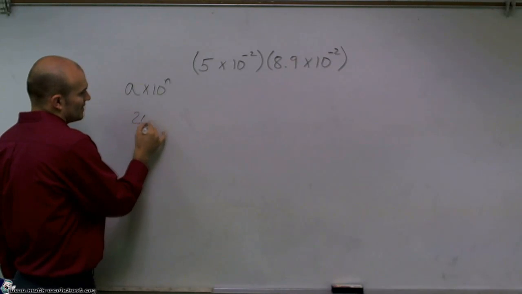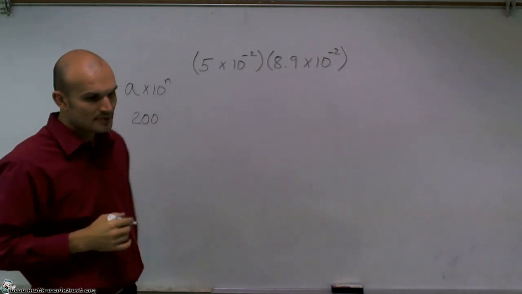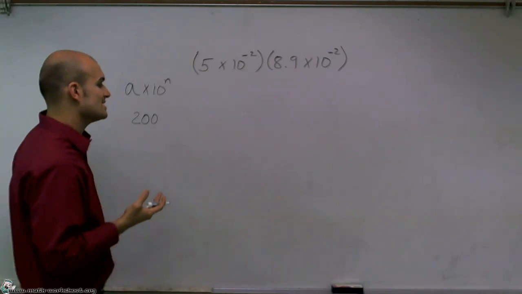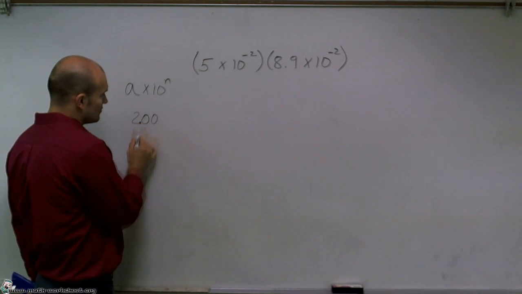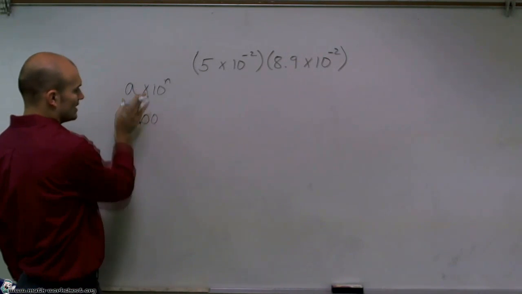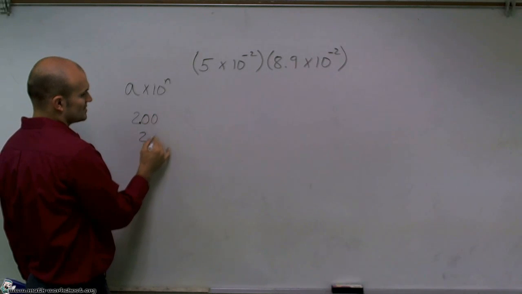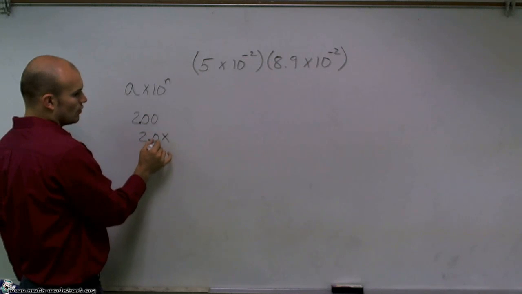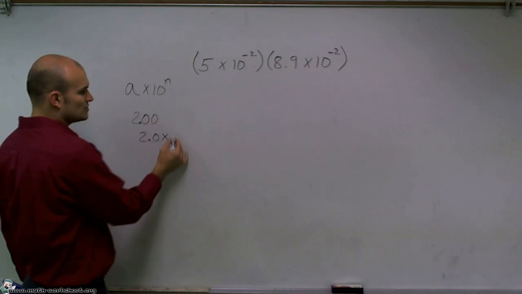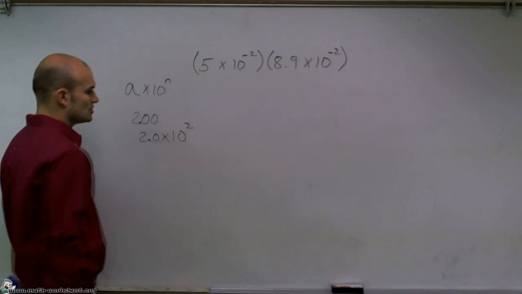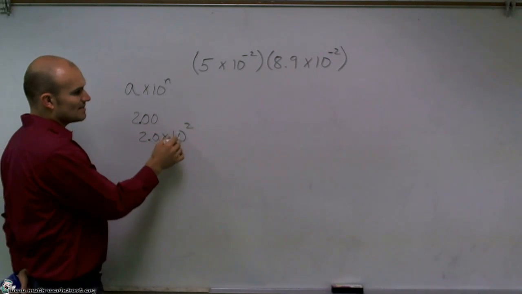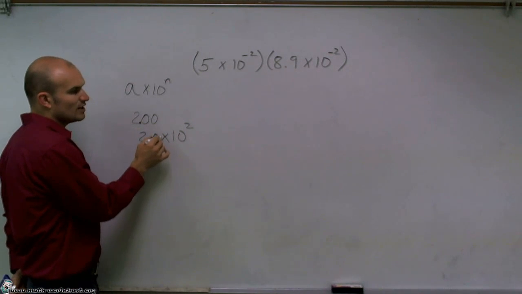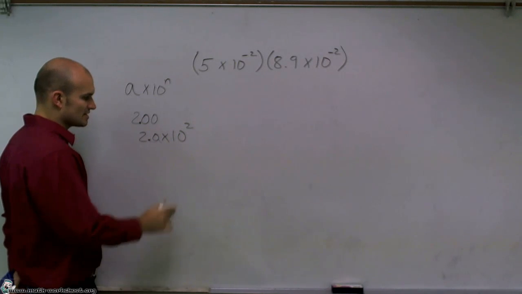If I wanted to write, let's say, 200 in scientific notation, remember, 200 is not between 1 and 10, so I have to write 2.0 times. Now, how many times do I have to move this decimal point over to get it to 200? I have to move it over 2 spots. So that's why I'm going to say 2.0 times 10 to the second, because I'm moving it over 2 units in the positive direction.